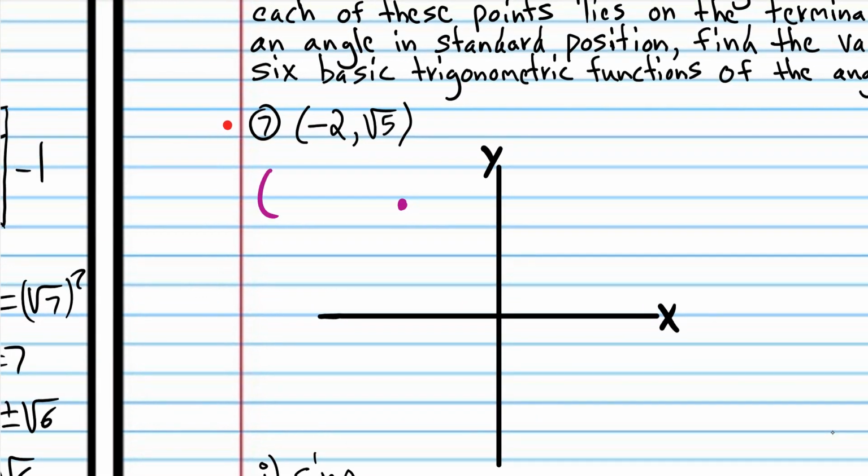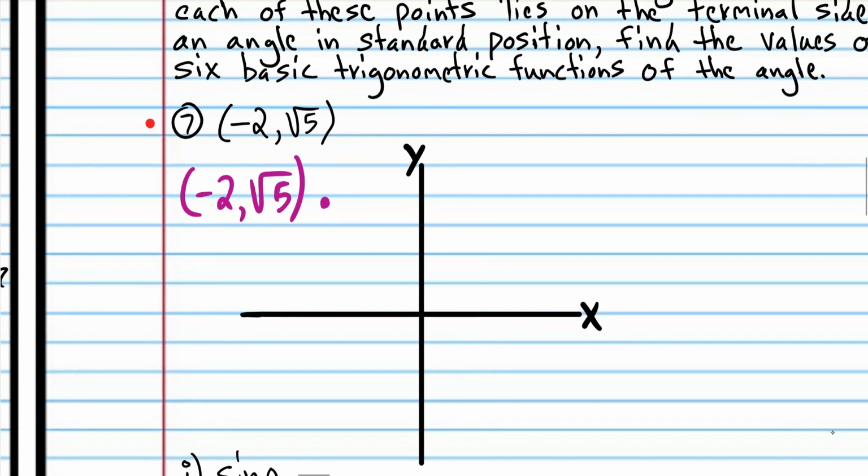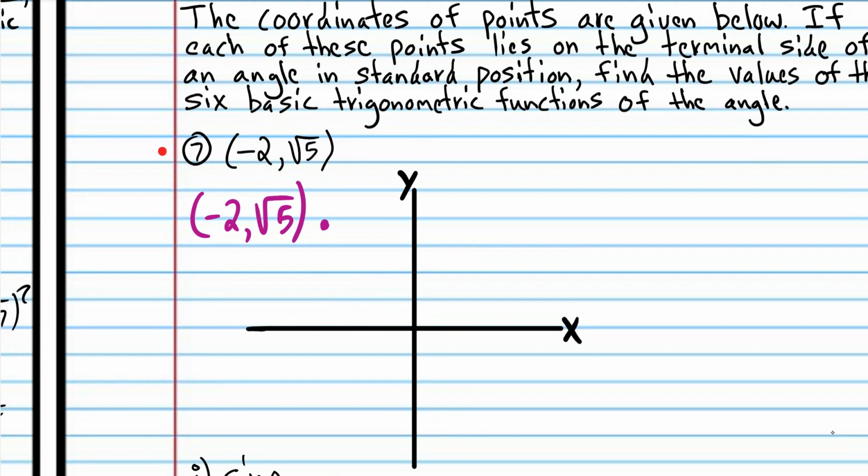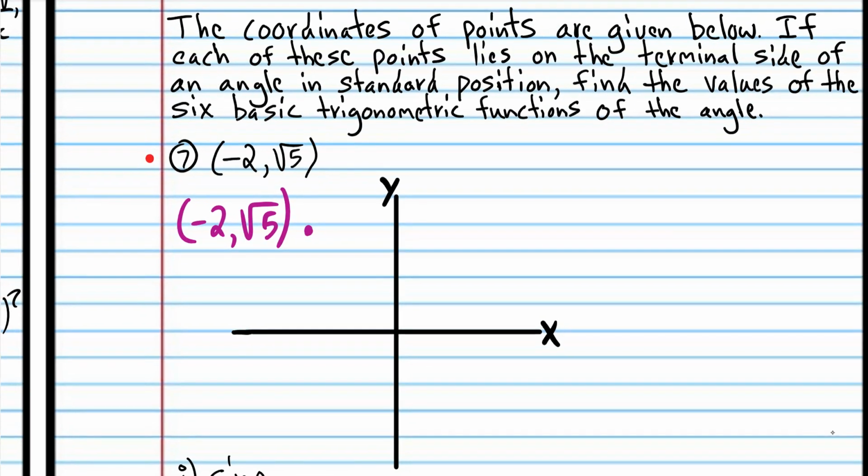Notice that I'm not using a grid. We don't have to be that precise. We just want to know that it's in quadrant 2, obviously. We're going to count out 2 and up root 5. So that point is on the terminal side of an angle in standard position. So we have some angle and the terminal side goes through that purple point there. So if this is the terminal side, it goes right through that point.